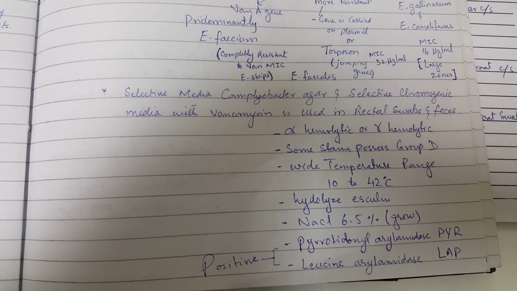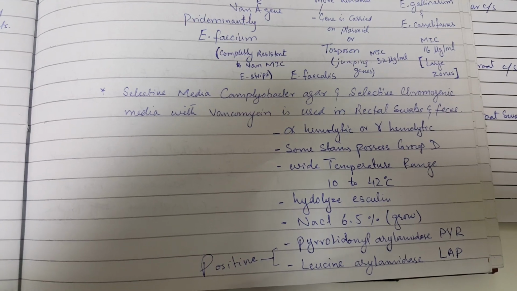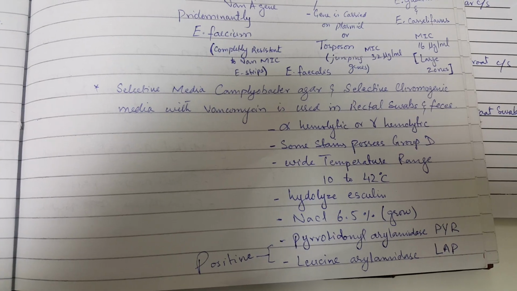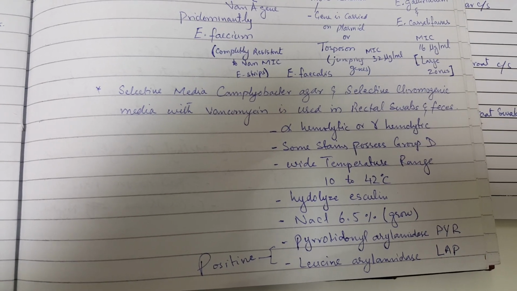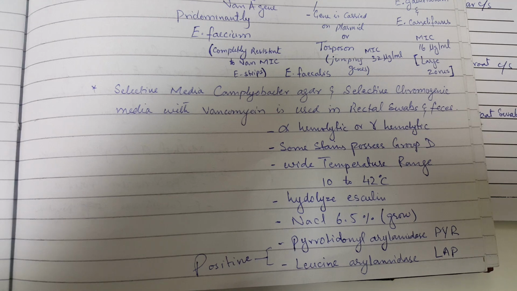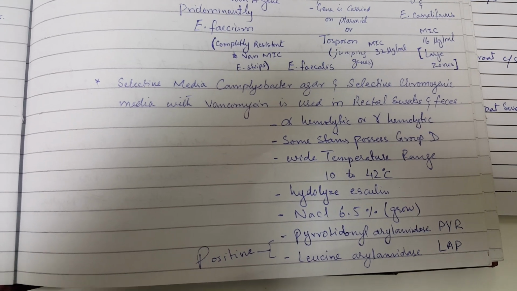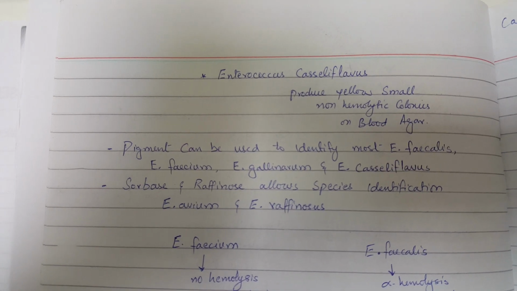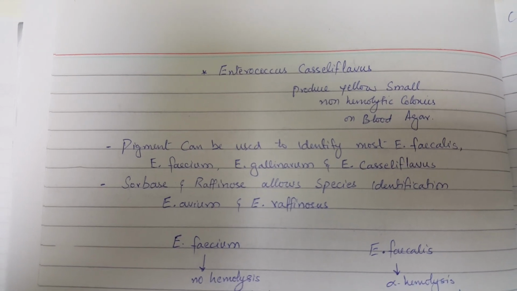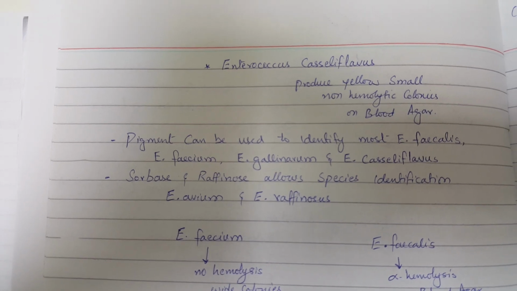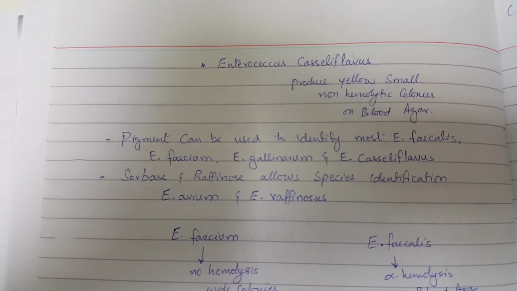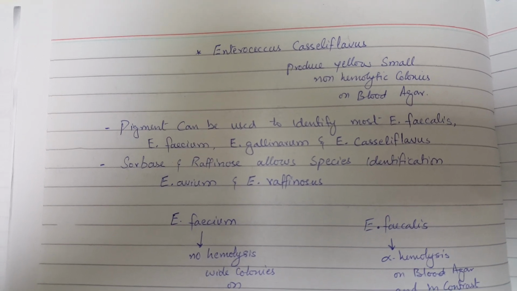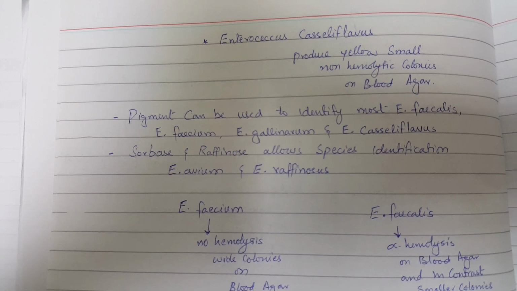It hydrolyzes bile esculin, grows in NaCl 6.5, and is PYR and LAP positive. PYR is pyrrolidonyl arylamidase. LAP is leucine aminopeptidase. Enterococcus casseliflavus produces yellow pigmented, non-hemolytic colonies on blood agar. The pigment can also be used to identify certain species.